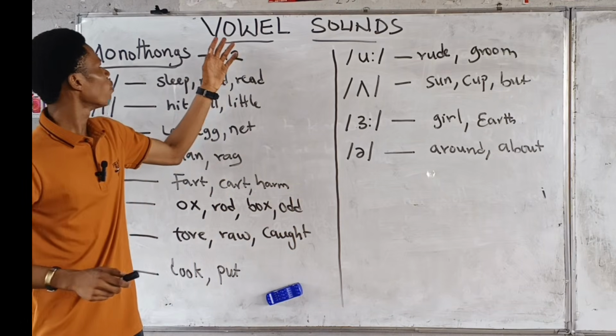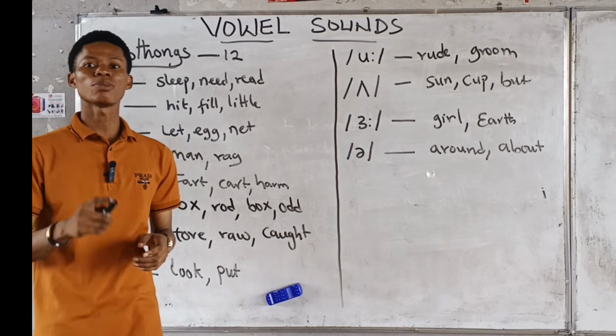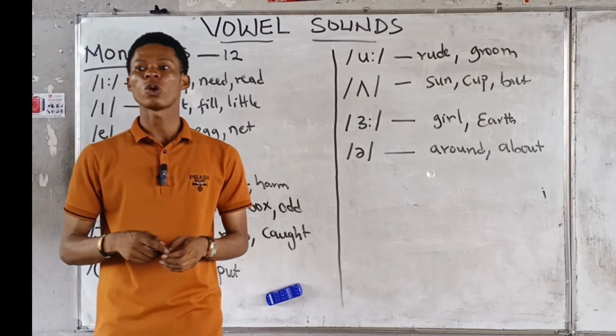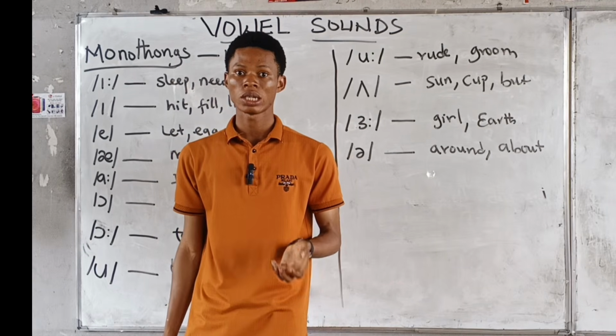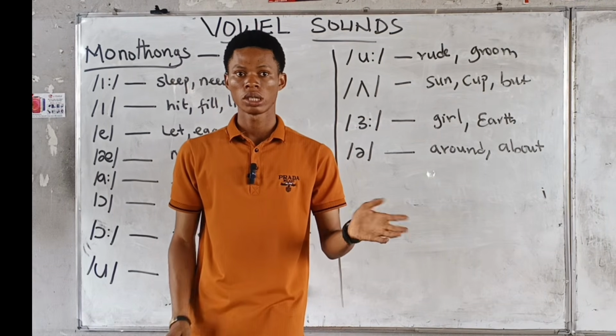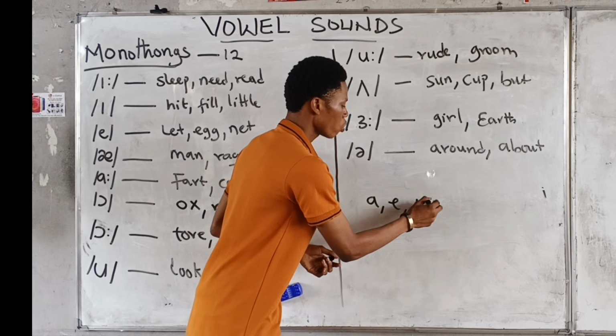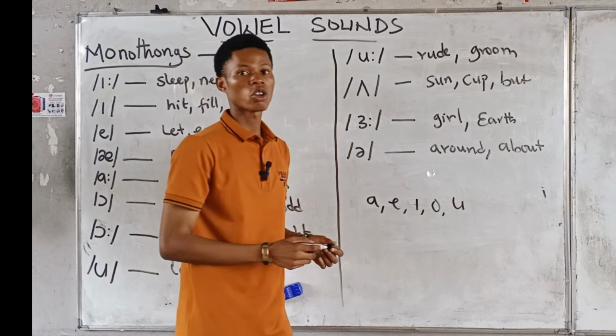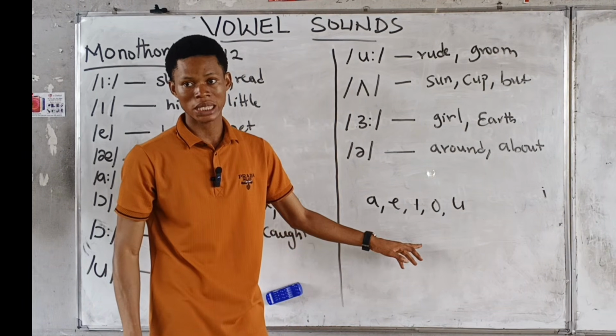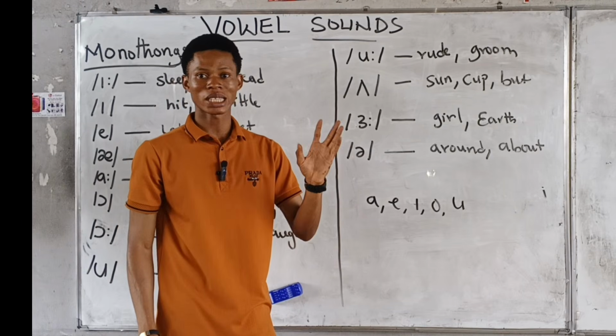Now, vowel sounds. In primary school or in secondary school, you were taught that you have 5 vowel sounds. That was actually wrong. That thing you were told, A, E, I, O, and U, they are not vowel sounds, they are vowel letters. So you have 5 vowel letters.